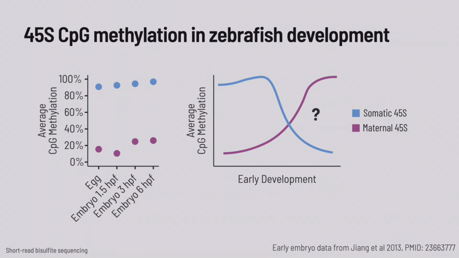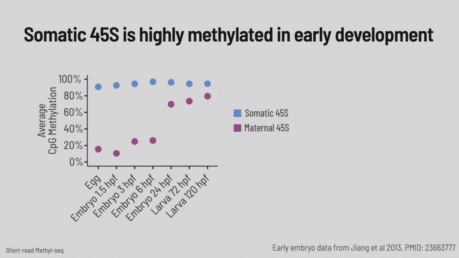So at this point, we started generating our own data, and we added 3 more time points to this particular plot, which are the 24-hour, 72-hour, and 120-hour points, in hours post-fertilization, in the zebrafish development. And as expected, the maternal kept going up, consistent with not being actively transcribed, but then the somatic was not going down. It kept being highly methylated in all of our measurements.